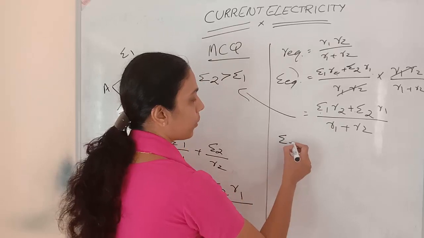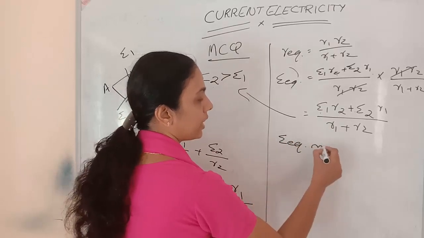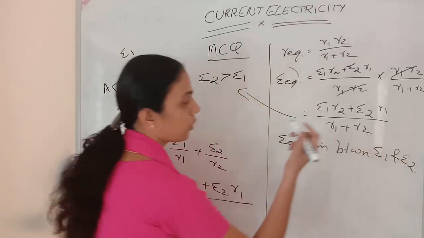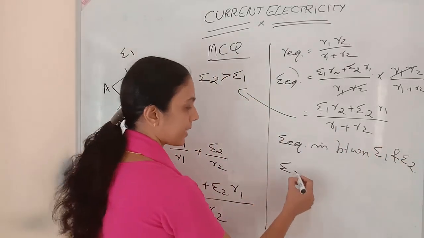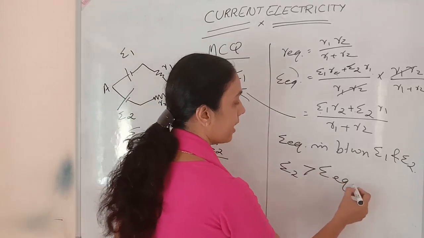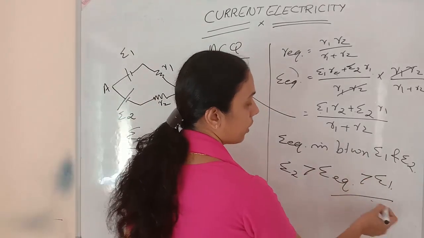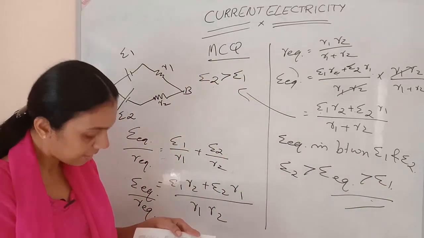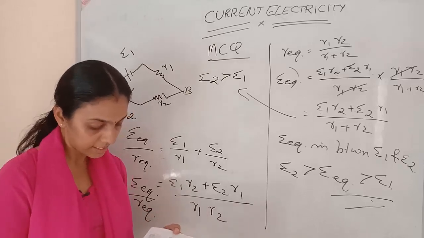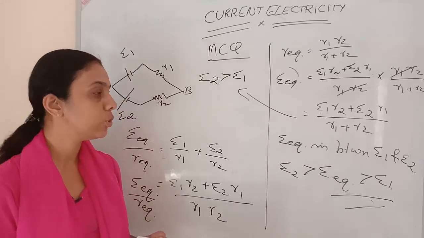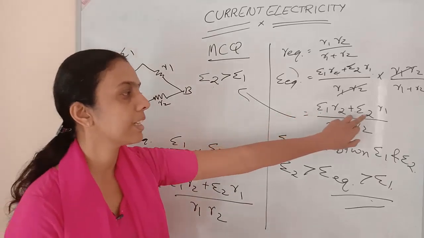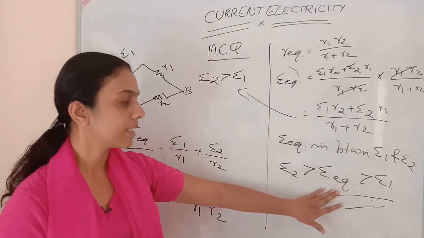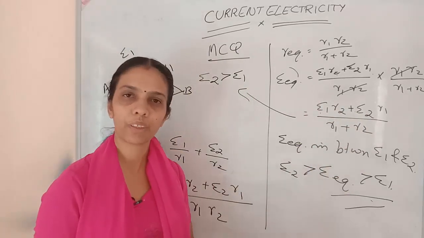So where will E equivalent be? E2 is the greatest, then E equivalent, and then E1, which is the least. So the answer is the first one: the equivalent EMF of the two cells is between E1 and E2. Since E2 is greater than E1, from this equation we can write that E equivalent is between E1 and E2. Clear?